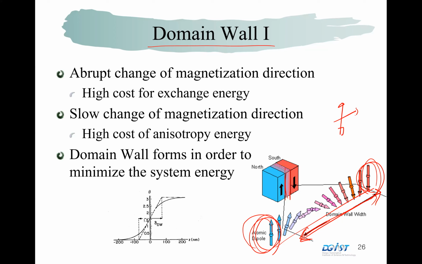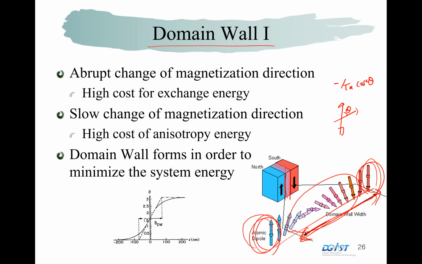we have an increased amount of energy, depending on the angle theta, which is of the form cosine theta squared for the uniaxial anisotropy energy. So that means all these spins have an increased amount of energy.